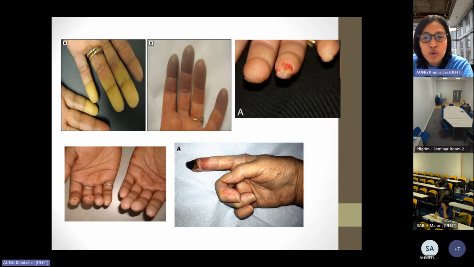This is the photo showing Raynaud's phenomenon. This is the photo showing the digital ulcer. If the digital ulcer is healed, it results in digital scar. We call it digital pits as well. And sometimes it can result in digital gangrene.